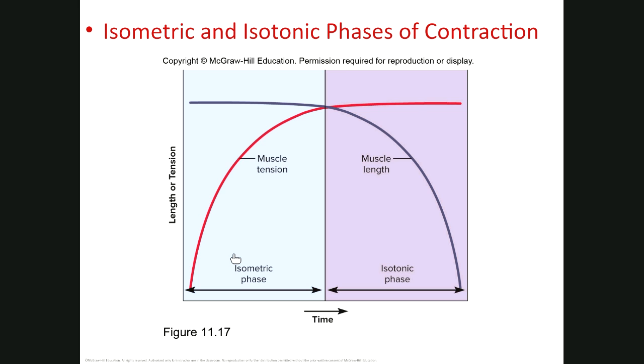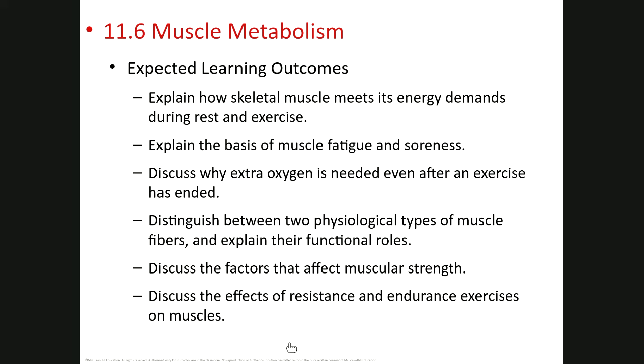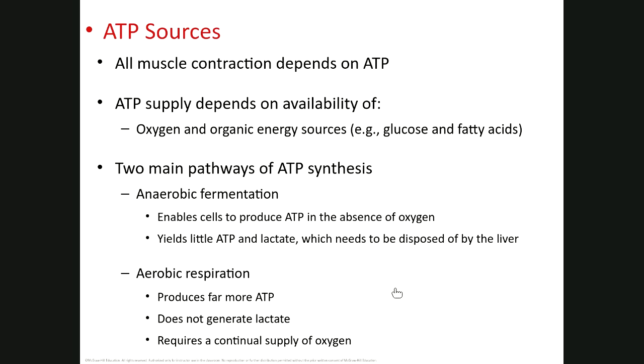Very interesting mechanism here. Now, muscles survive because of metabolism. Muscles survive because of metabolism. And for that, we'll learn about some basic metabolic processes. Muscles contract depending on the ATP, and the ATP depends on oxygen availability and organic energy sources like glucose and fatty acid. We can produce ATP by anaerobic or aerobic mechanisms.